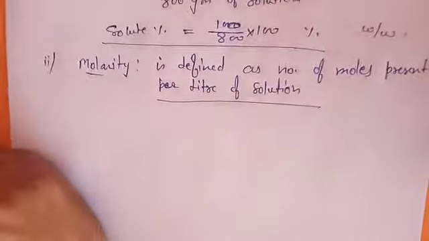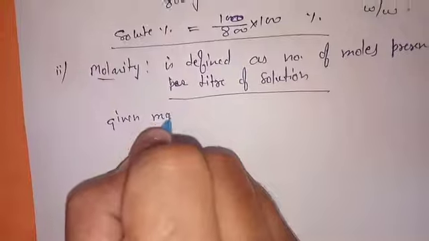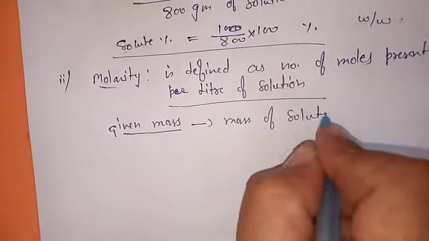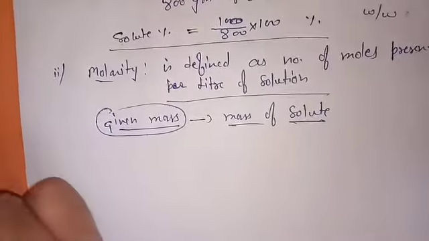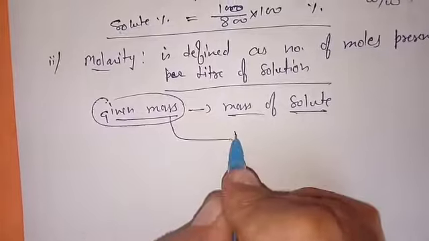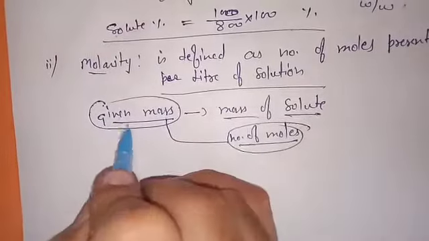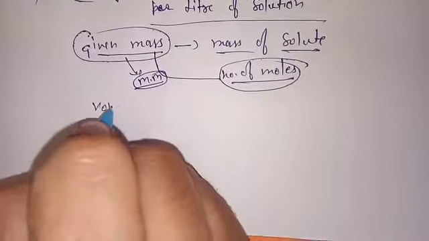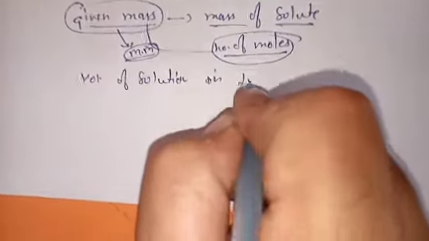How will you find that out? First, there is a term you will always use: given mass. What is given mass? It is the mass of solute that you have dissolved in a particular amount of solvent. So first of all, convert given mass into number of moles, by dividing it by the molecular mass. The second thing you have to do: you need the volume of solution in liters.